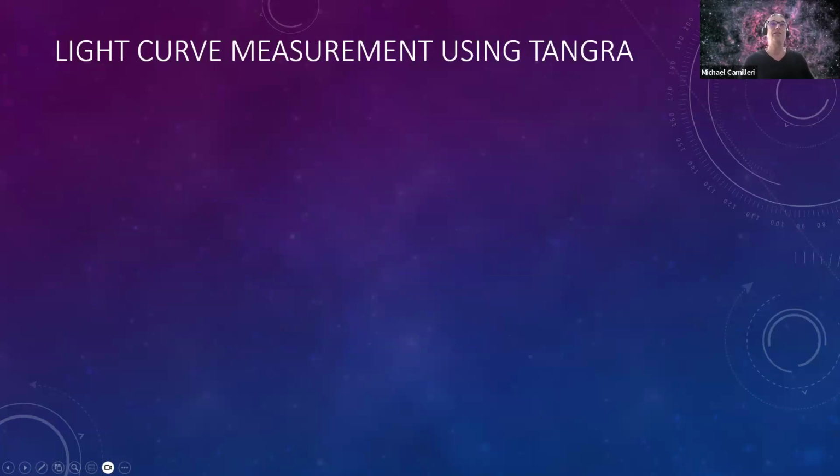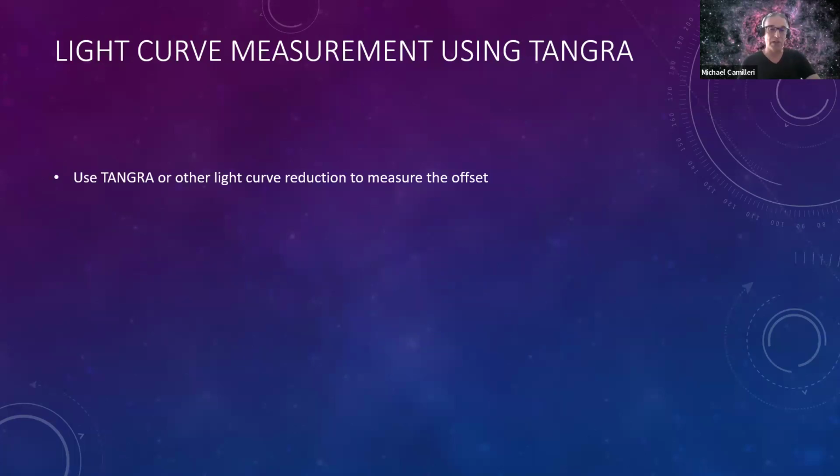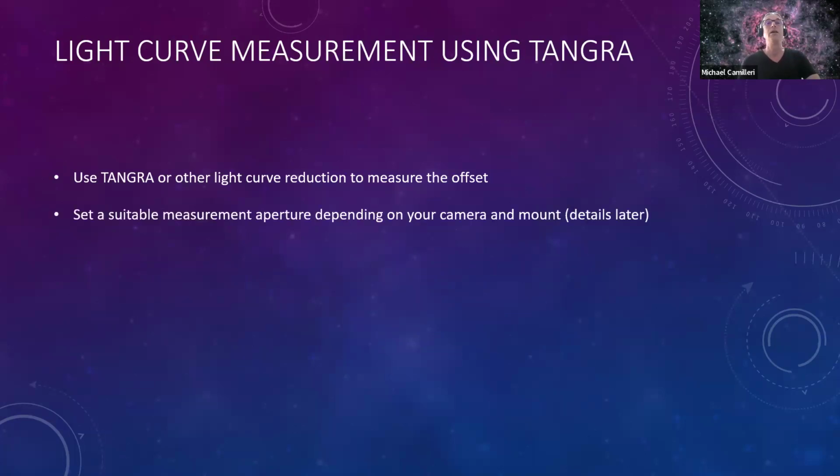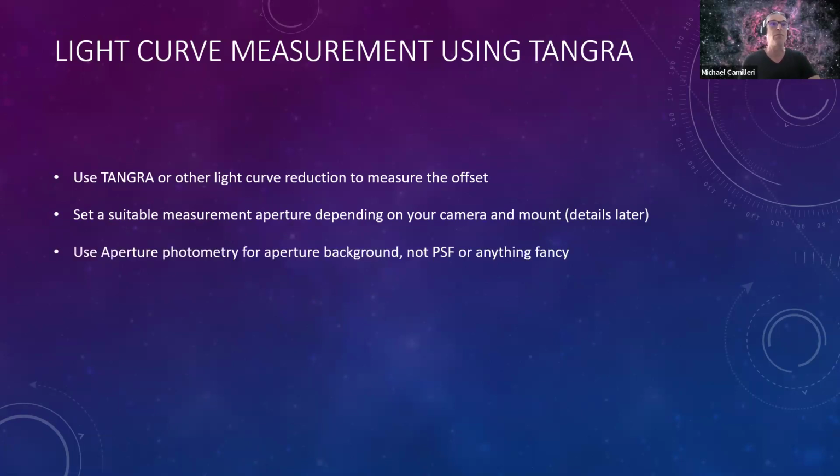Once you've got the recording done with the flashes, I use Tangra to do light curve reduction, and then I do analysis to measure the offset. Principally, you could use any light curve reduction software. It doesn't really matter. You do need to set the measurement aperture in the right place, and this depends on your camera and your mount as to where you should put that aperture. It's one of the things I'll discuss later. It's something I don't think has been well understood about GPS flash timing.